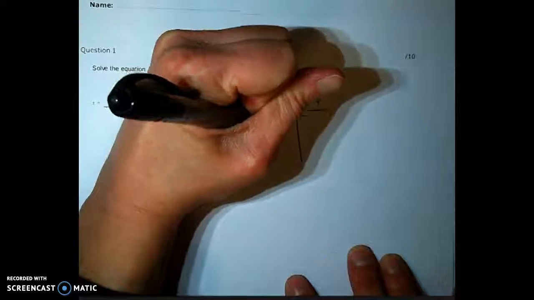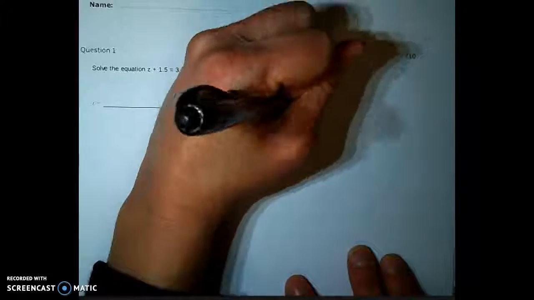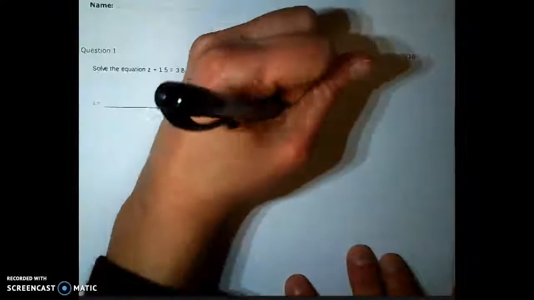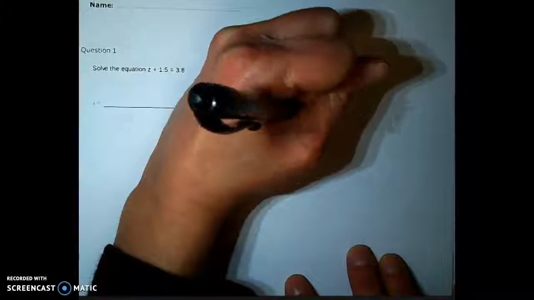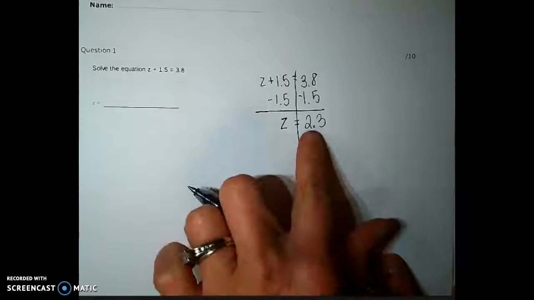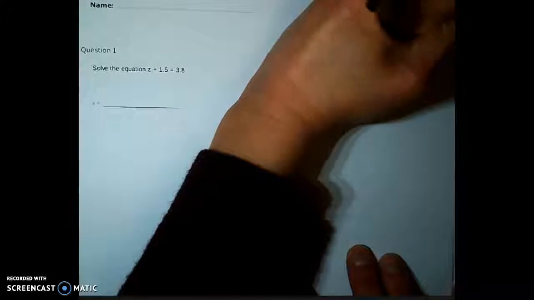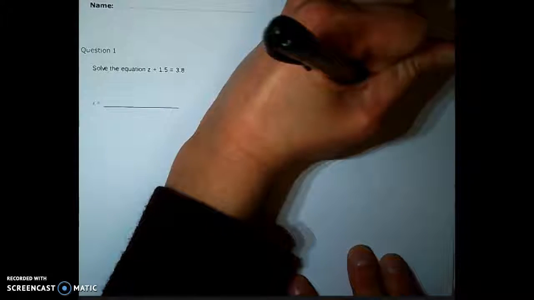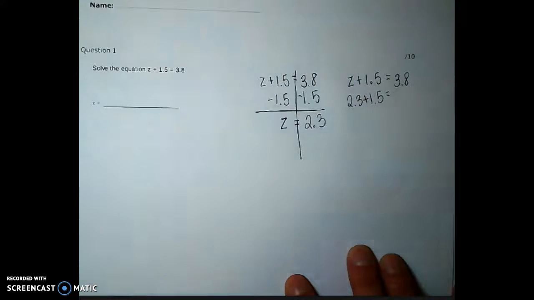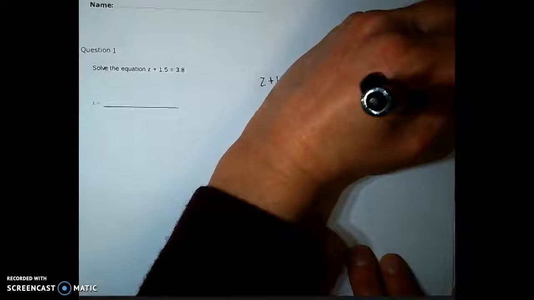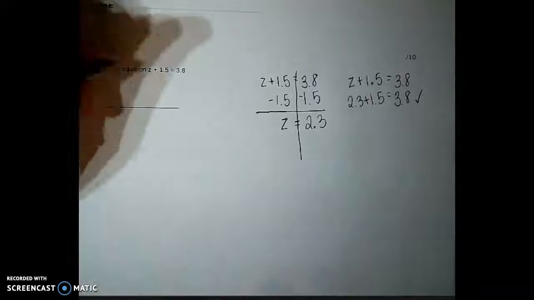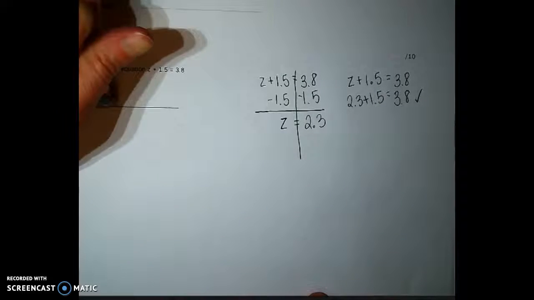I find that z equals 3.8 minus 1.5, 2.3. Now to double check my work, I want to plug back in 2.3 for z. So I take 2.3 plus 1.5, and 2.3 plus 1.5 does equal 3.8, so I know that I got the right answer. So my answer is z equals 2.3.